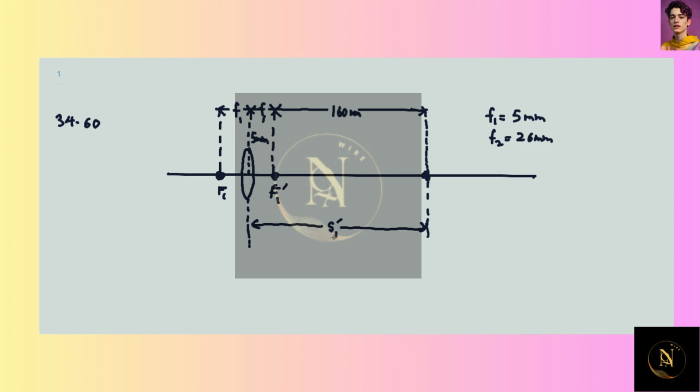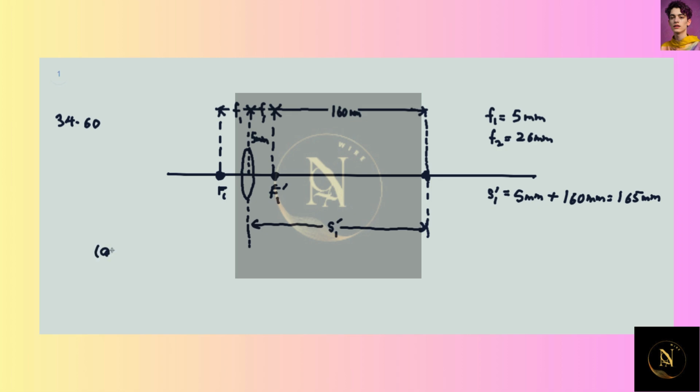So we have image S1, which is measured from the objective itself to this point over here. So the total image distance, S1 prime, is 5 millimeters plus 160 millimeters, which is 165 millimeters. Okay, so we'll just keep this off to the side and we'll make use of it.